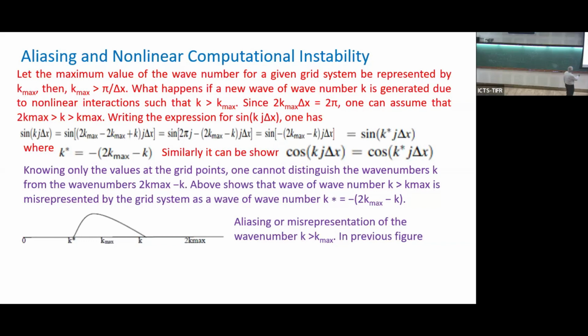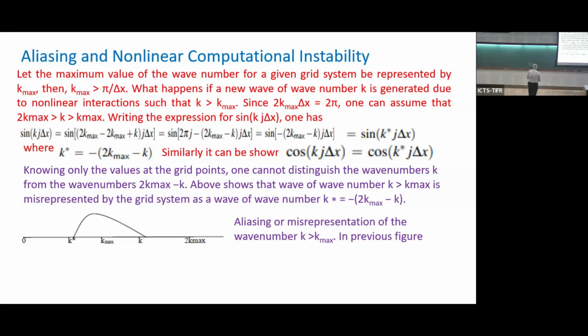So I am adding and subtracting 2k max. j delta x is common. Now 2k max into j delta x is nothing but 2 pi into j, which I am writing here. The other terms I am combining here. Now this is sine a minus b, which is sine a cos b minus cos a sine b. Sine of 2 pi j is going to be 0. Cos of 2 pi j is going to be 1. So now you get this, and 2k max minus k I can represent as k star. Similarly, if I write an expression for cos, I'm going to have this. Again, k star and k are going to be related like this.